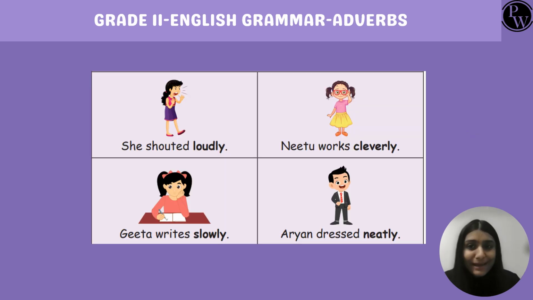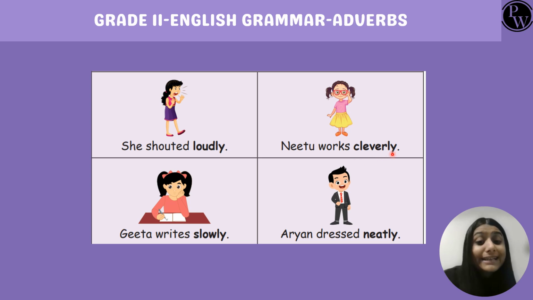Now, let's look at some examples. The first one, she shouted loudly. How did she shout? She shouted loudly. So loudly is an adverb. We added an ly. It describes an action. So she shouted loudly. We added an ly and this becomes an adverb.